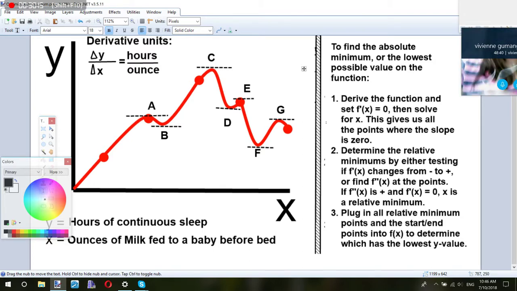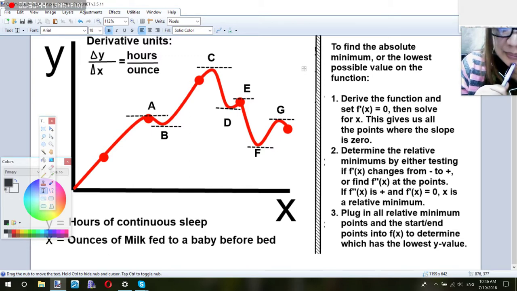Alright, so if I did that really quickly, graphically, I would derive the function and set the derivative equal to 0, which gives me a, b, c, d, e, f, g. Then I would determine the relative minimum, either by testing the slope around all of these points. Does the slope change from decreasing to increasing? So for A it does not, for B it does, for C it does not, for D it does, for E it does not, for F it does, for G it does not. Okay.